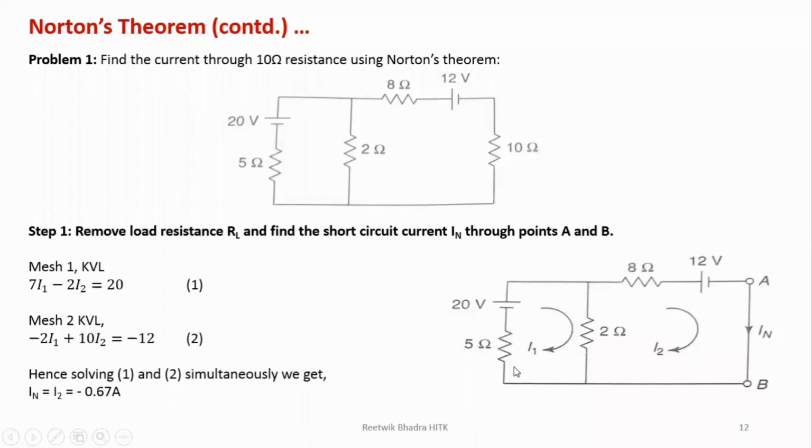So apply your KVL over here. This is a mesh analysis. Series parallel you can't do because there is a voltage source over here. If there was no 12 volt over here, then 8 and 2 would have come in parallel, that in series with 5.